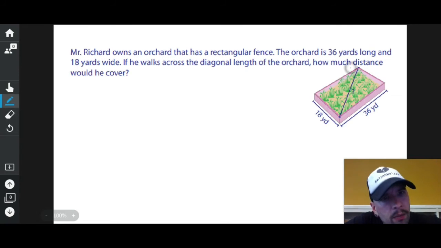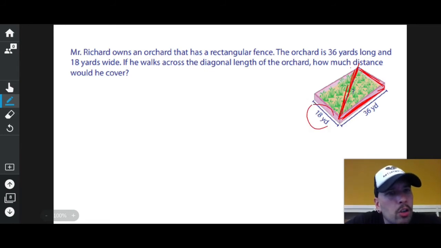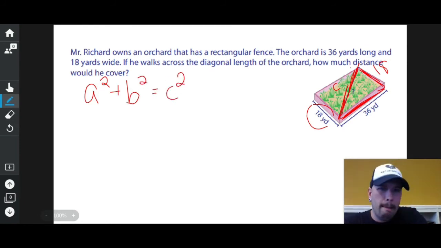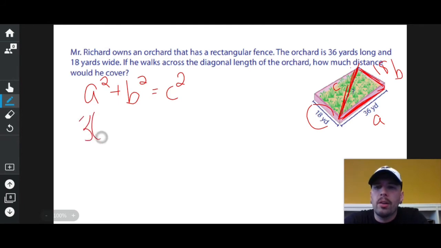Okay, well, I need to find the diagonal. And if I know this is 36, and I know this is 18, I have to find the longest side of a right triangle, Pythagorean theorem. I have A squared plus B squared equals C squared. If I call you A and you B, I'll have 36 squared plus 18 squared equals C squared.